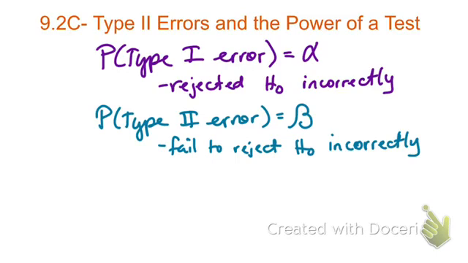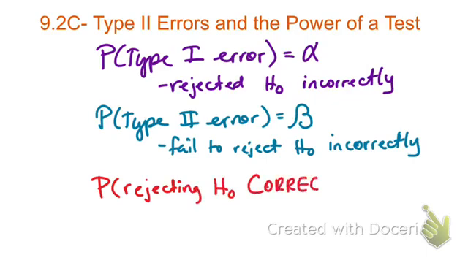Now I'm going to give you the probability of doing something right. The probability of rejecting the null hypothesis correctly is called power.